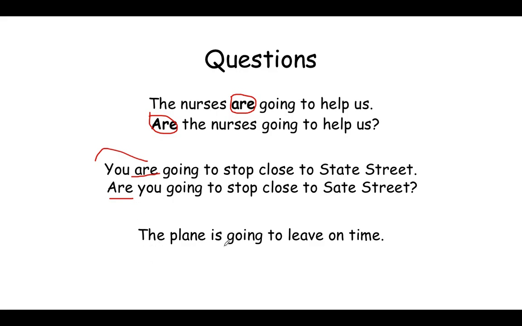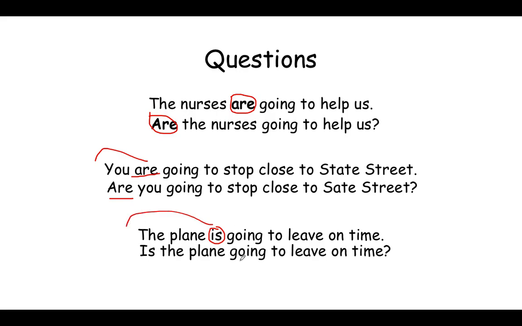The plane is going to leave on time. So we need to find the form of be that is before going to and after who it is that we're talking about. So it's is right here. Is. And we just need to move that to the beginning of the sentence. Is the plane going to leave on time? And that's how we make it a question.